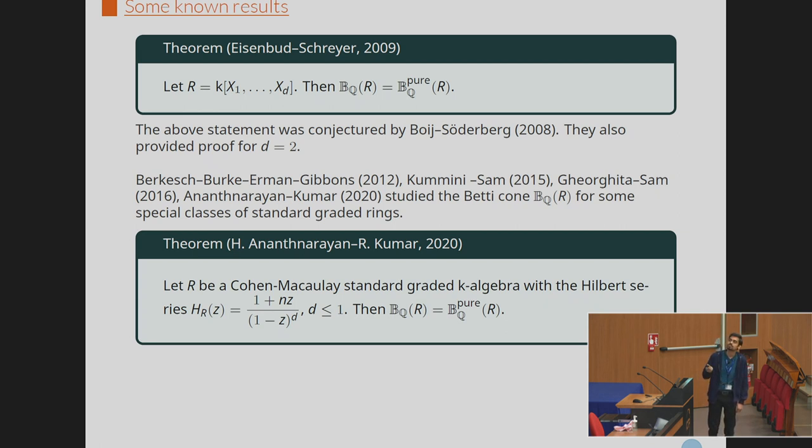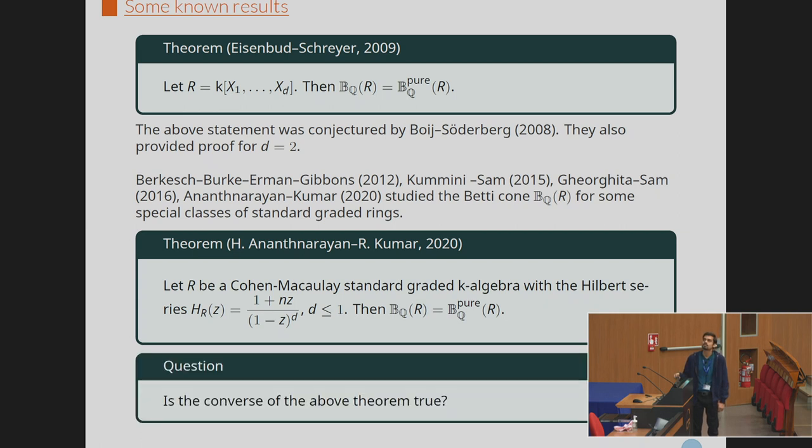So if you see both the results, we have put some condition on the ring, and we are trying to look for this equality. So a natural question to ask is, what about the converse? Suppose you know that this equality is true, what can you say about the ring? So we started with looking for a converse of this result in particular.